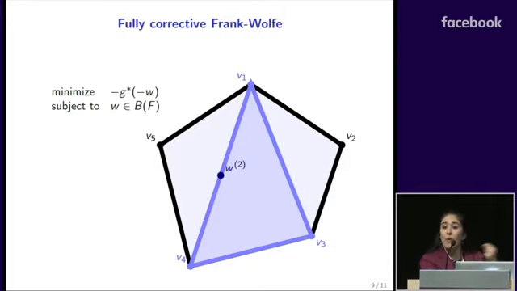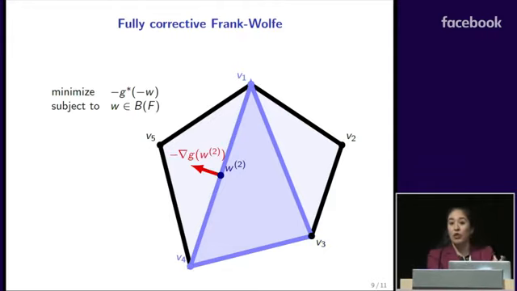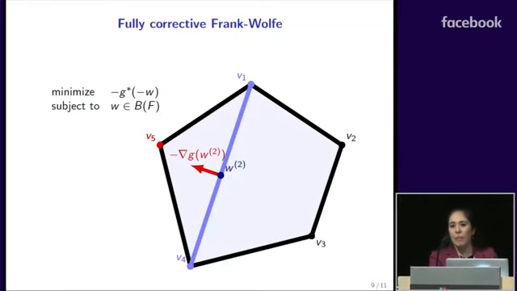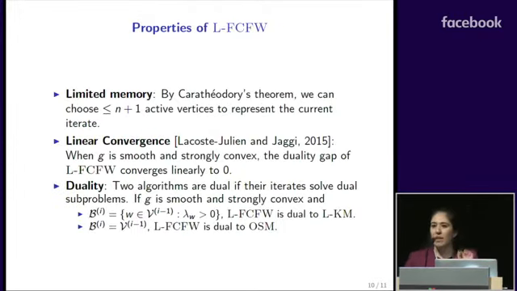Otherwise, I'm at the boundary of the face. What does that mean? I can compute the gradient at that point, and it's pointing out of the convex polytope of the current set of active vertices. This means every vertex that's not on the active face is suboptimal. So I can drop that vertex and continue on. This shows that the number of vertices in my set is always bounded by n plus 1. This gives me the limited memory property.